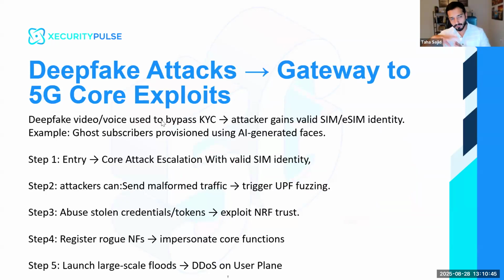Okay, but before we go to the demo stage, I just want to take you through a few steps, starting from the entry point. For example, a deepfake video or voice is used to bypass the KYC procedures, through which the attackers gain a valid SIM or eSIM identity. An example is a ghost subscriber provisioned using AI-generated faces. This is a common example of the deepfake attack. Once the SIM is registered into the network, the first step the attacker can take is to use that SIM to send some packets on the network, which is core network escalation with a valid SIM identity. This is the first entry point.